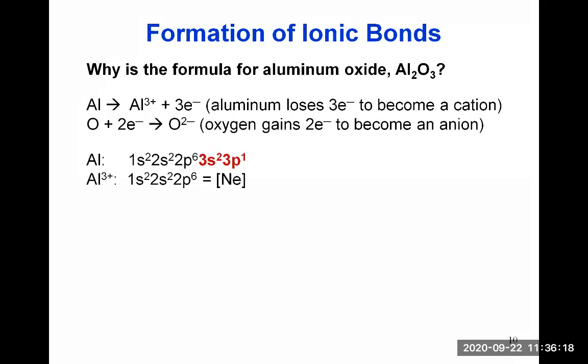Again, we can explain why they do this by looking at the electron configuration of aluminum first. Aluminum has the electron configuration of 1s2, 2s2, 2p6, 3s2, 3p1. So the valence shell of aluminum is the third. It has 3 electrons in it, the 2 electrons in the 3s orbital and the 1 electron in the 3p.